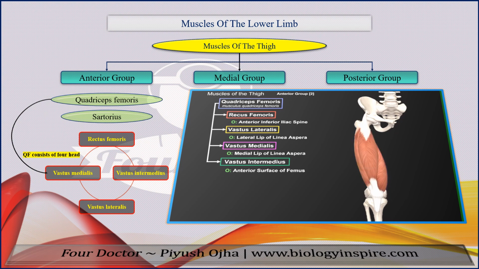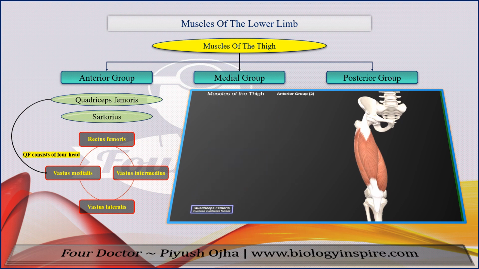Now, all of these muscles are going to join distally to insert at a common place, which is the tibial tuberosity, through a ligament called the patellar ligament, as you see here. The function of this muscle is forcefully extending the leg as well as flexing the thigh. So that is the quadriceps femoris.